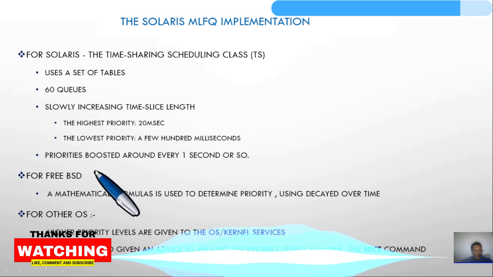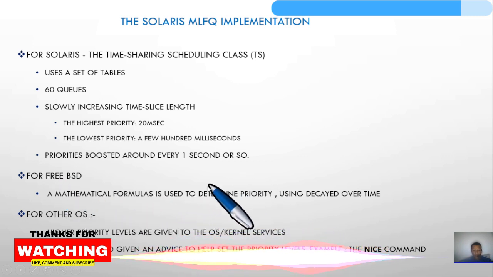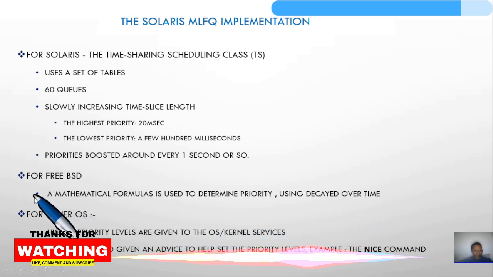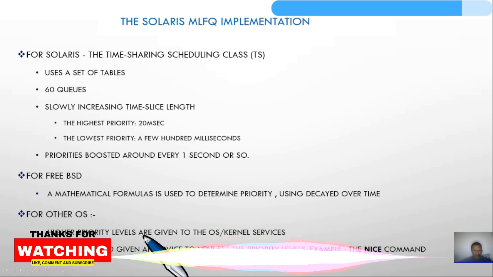For FreeBSD, a mathematical formula is used to determine priorities using decay over time. And for other operating systems, higher priority levels are given to the operating system kernel services, and users are allowed to give advice to help set the priority level. For example, the nice command. This is the nice command in small letters, okay?